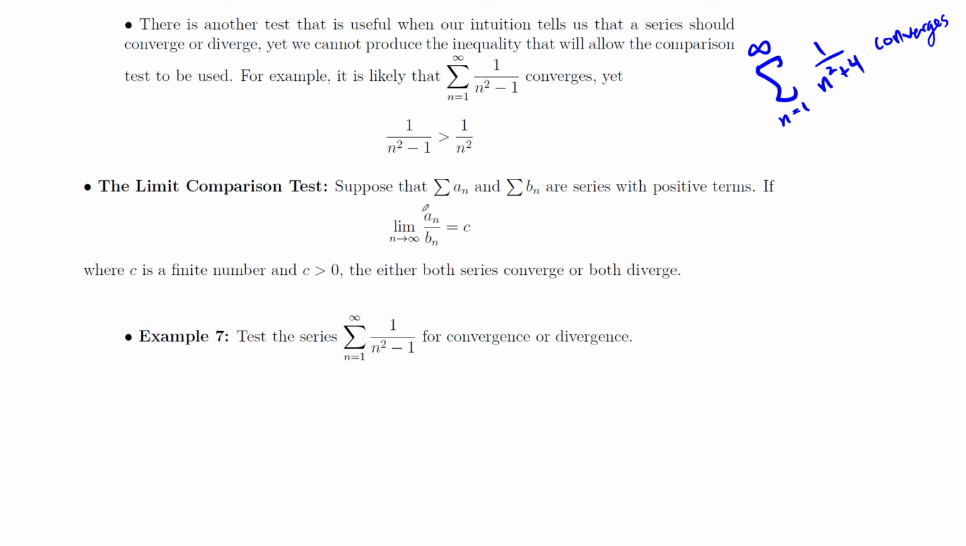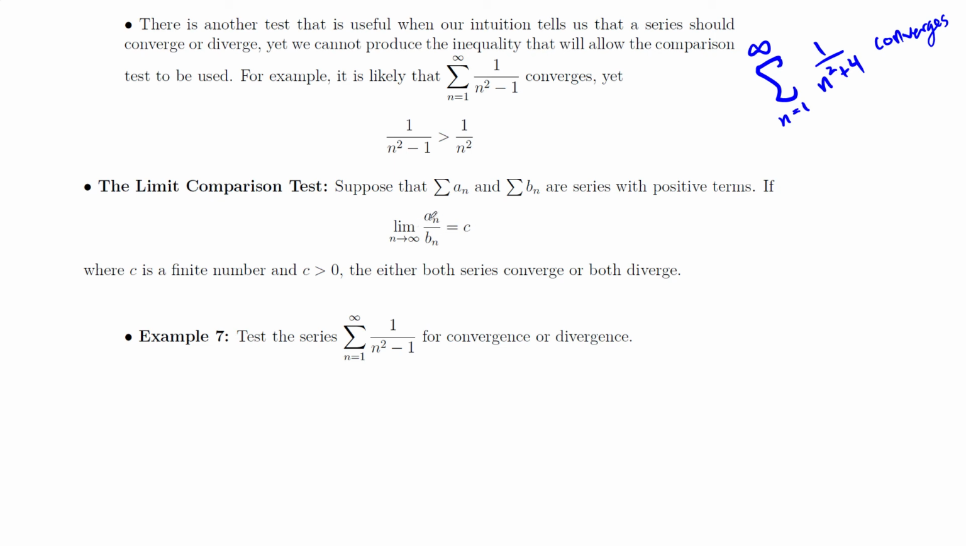So an alternative, which is really superior to the comparison test because you can use it a lot of the times you would have used the comparison test anyway, is to use the limit comparison test. And so the idea is this. If you have 2 series and you take the limit of the ratio of their terms, if that limit is a finite number, then either both series have to converge or both series have to diverge.